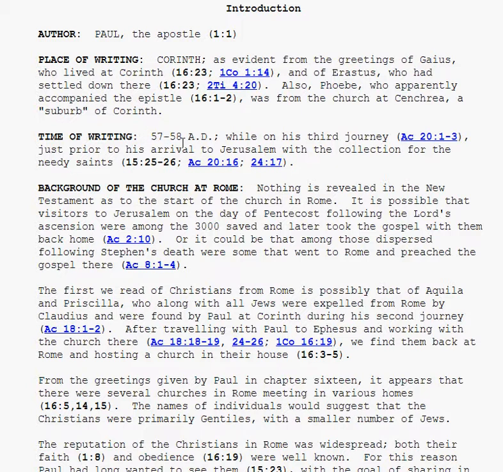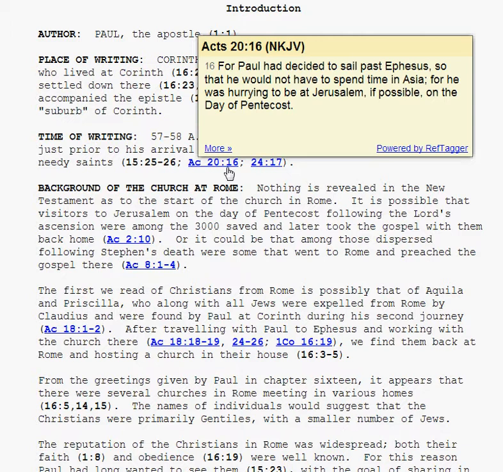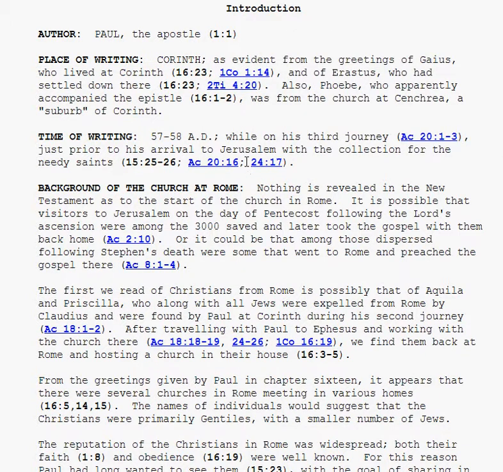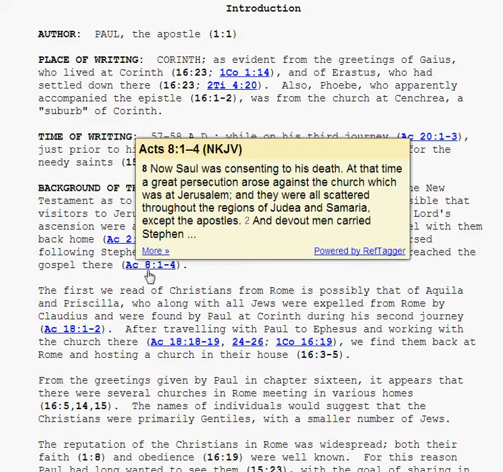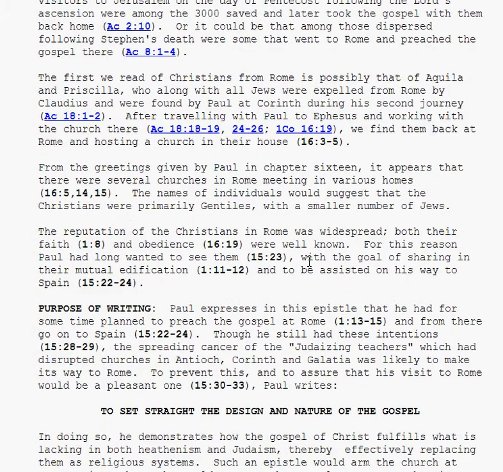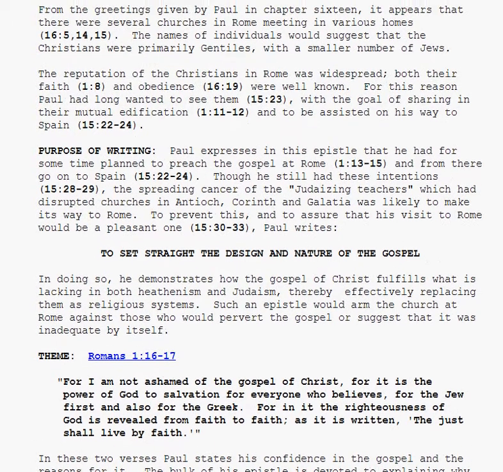So time of writing, 57 to 58 AD, and then there's a reference here to Acts. AC is Acts, and then here again is Acts, because there's a semicolon here, so it's the same thing. It's not like this one, where he should actually put AC, but it doesn't matter too much. So background of the church at Rome: nothing is revealed about the Rome church being started, but we have references here to Acts and to Acts again, and you can read this on your own time. But basically, at this point, there was a really small group of Christians meeting up in Rome, and I'm just going to skip over this for now.